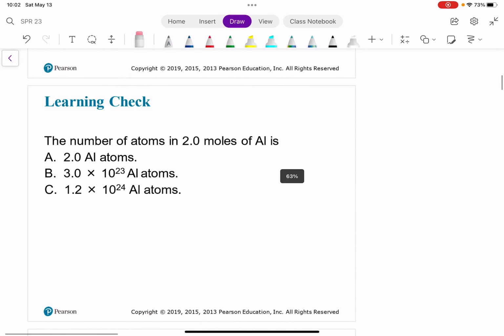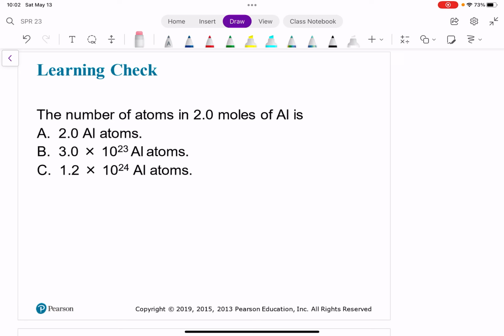So what I want you to do is pause the video and try this learning check out. You're going to try to figure out how many atoms are in 2.0 moles of aluminum. Okay, and you've got some options there. Pause the video, try it out.